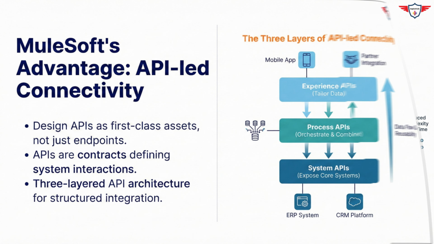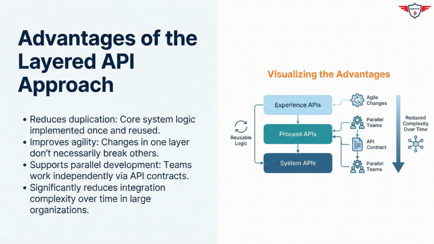This layered approach brings several advantages. It reduces duplication because core system logic is implemented once and reused. It improves agility because changes in one layer do not necessarily break others. It also supports parallel development where teams can work independently as long as they adhere to API contracts. In large organizations, this model significantly reduces integration complexity over time.